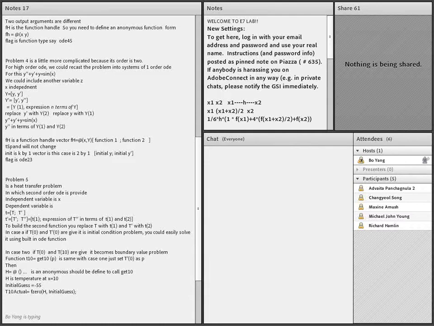But in case 2, what is given is T at x equals 0 and the temperature at x equals 10. It becomes a boundary value problem. So as the T prime at x equals 0 is not given, we cannot directly do integration to get all the temperatures at different points.